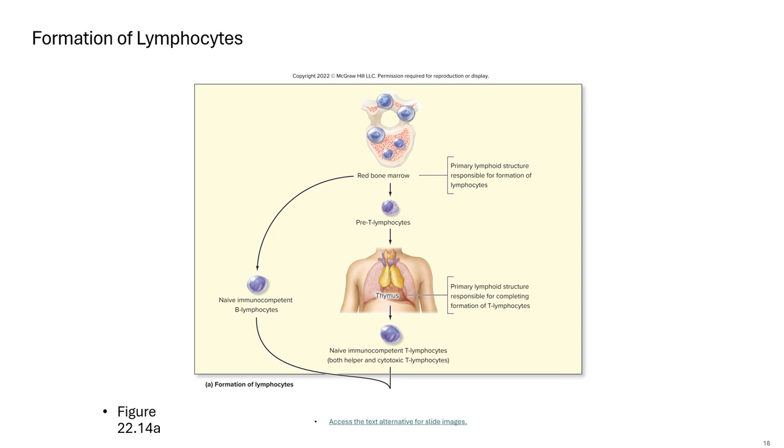The B cells are staying in the bone marrow, and the T cells are going to the thymus. So the red bone marrow and the thymus are our primary lymphoid structures. And then our secondary lymphoid structures are all of our other ones. You think of the spleen, lymphatic nodules, lymph nodes, mucosa-associated lymphatic tissue. All of those are the secondary structures where the cells ultimately go to become activated.